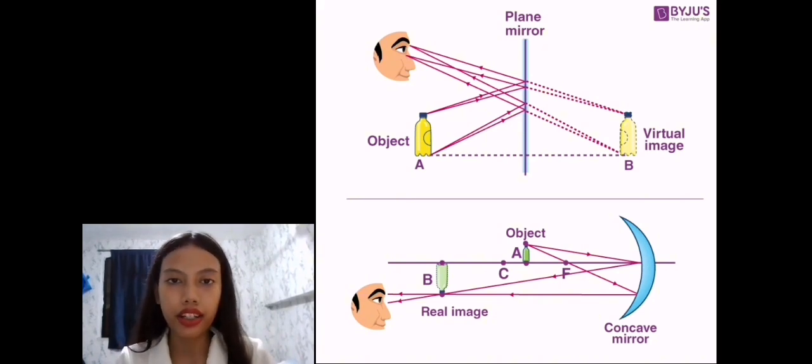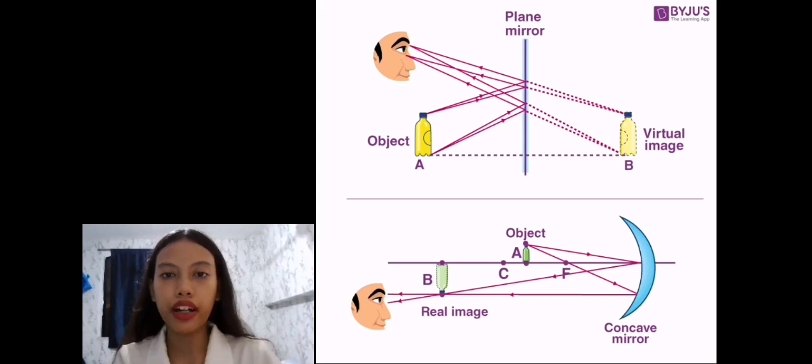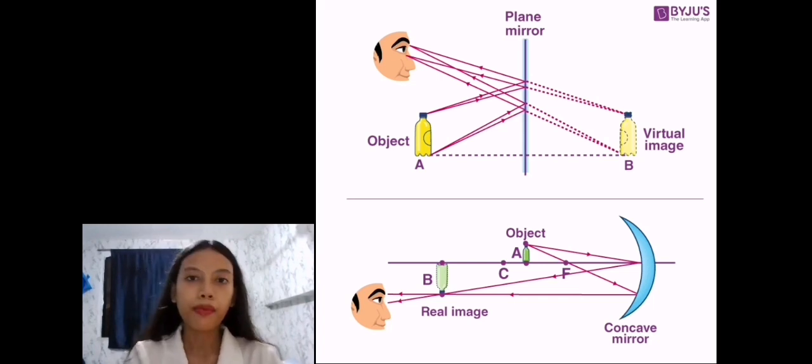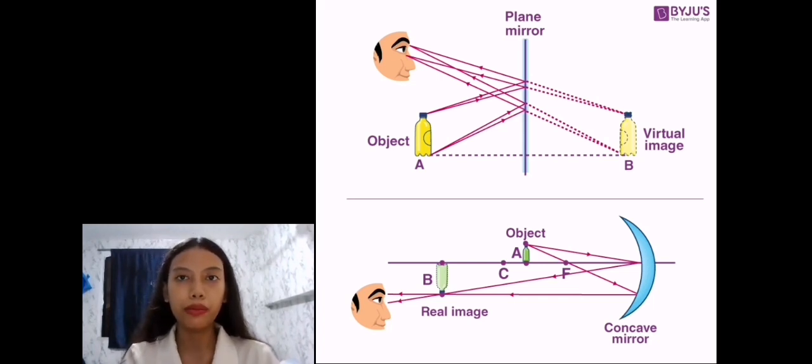The next characteristic is that the image size is the same as the object size. For example, if the height of the person is 5 feet, then the image's height will also be 5 feet. Another characteristic is that the image formed is at the same distance from the mirror as the object is. Here we have a sample problem.